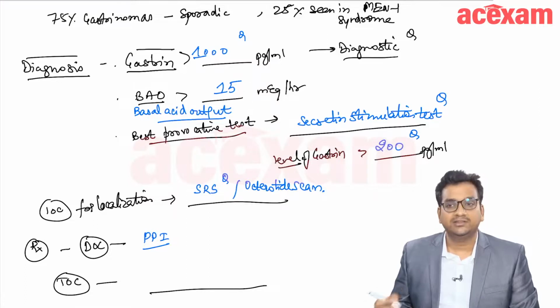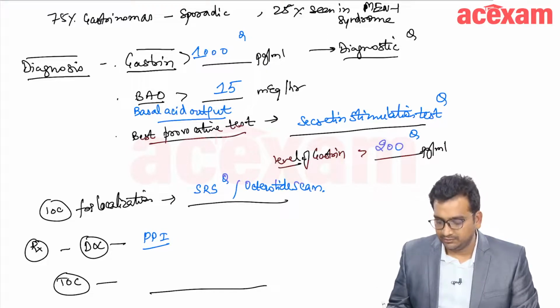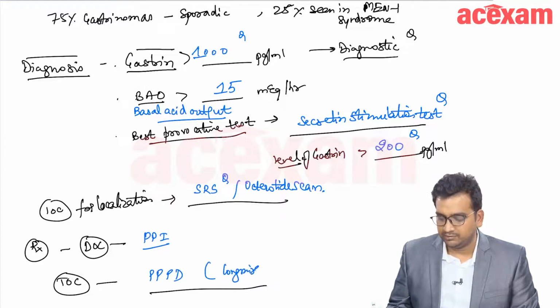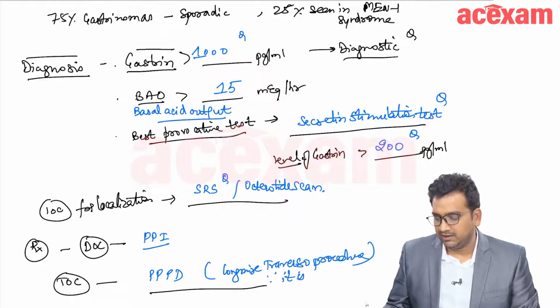Treatment of choice is surgery, and the surgery we are going to do is pylorus preserving pancreaticoduodenectomy, also known as the Longmire Traverso procedure. Why are we going for surgery? Because it is malignant.